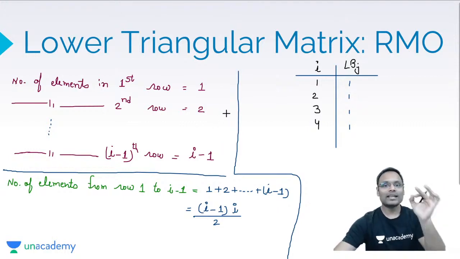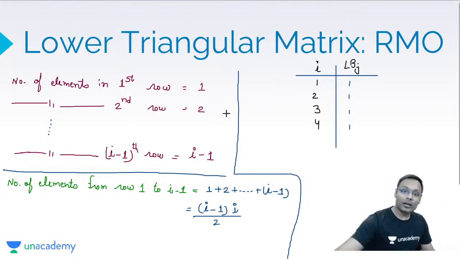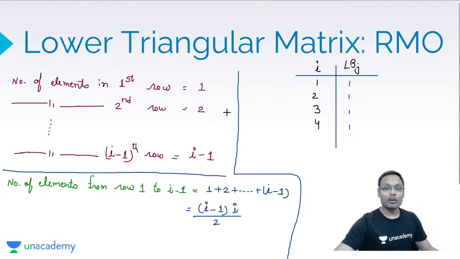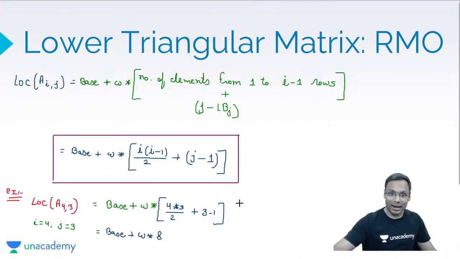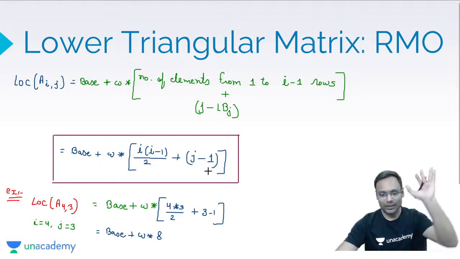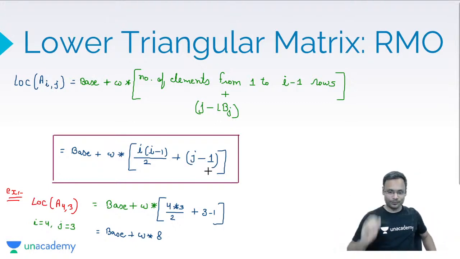Take this question as homework and solve it by yourself. If the 0th row has 1 element, the first row has 2 elements, the I minus first row will have how many elements? Addition of those, minus j minus lower bound of j. Lower bound of j will become 0 in that case.